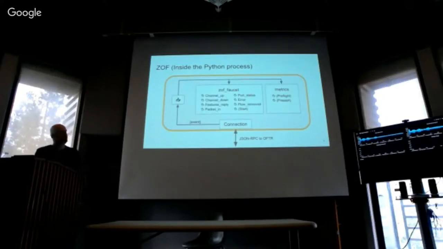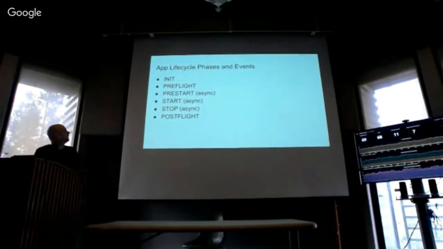So this is single dispatch. This is just a quick list of the life cycle. Apps start in init state. They get a pre-flight event, then they go into pre-start, start and stop, and post-flight. The three in the middle are async, so that means we've brought up the async event loop, and now you can do stuff like await for something else to happen.